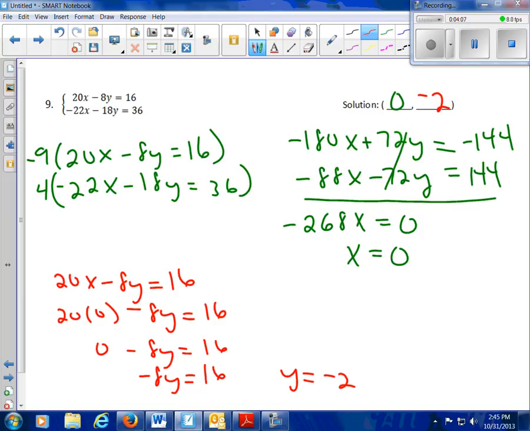I know that's a little bit of a challenging problem because you have to multiply by a little bit larger numbers, but the process is still the same as what we did in number 8. Just remember, the whole goal is you want the same number in front of either x or y, but you want opposite signs so that when you add your equations together, they cancel out.